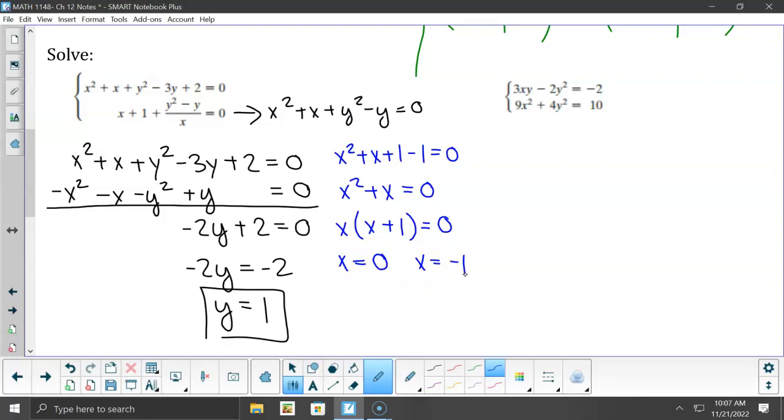Now the question becomes, if I look back at my original, could x actually equal 0? No. So this one's actually extraneous. That one's okay. Gross, gross?